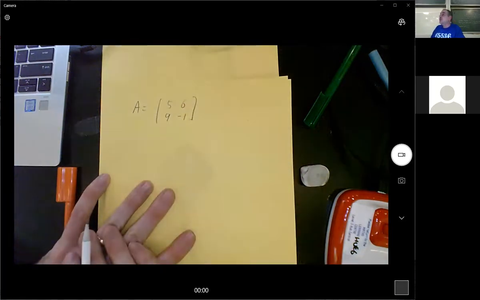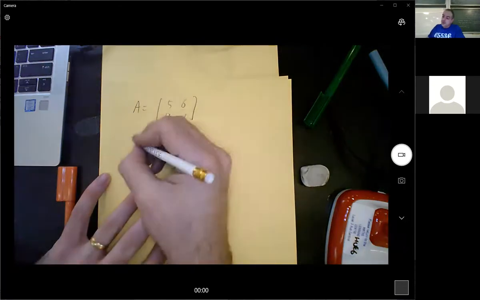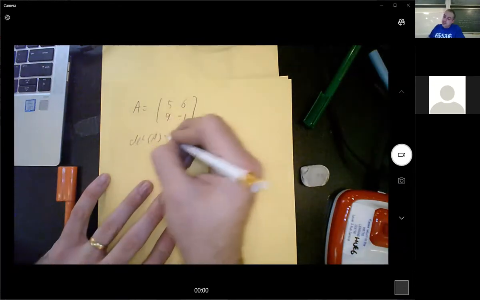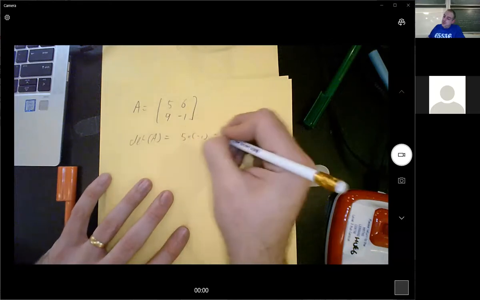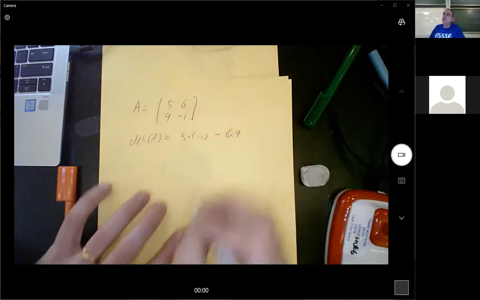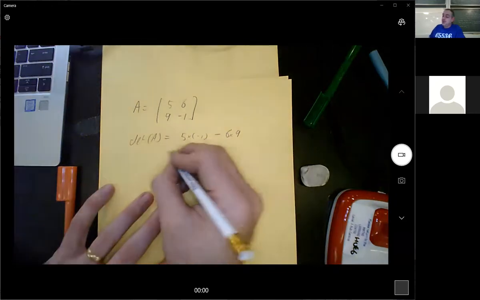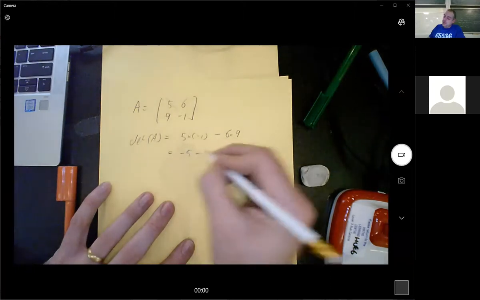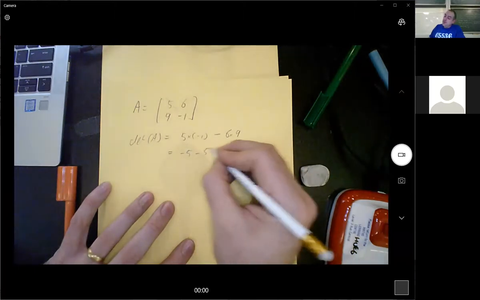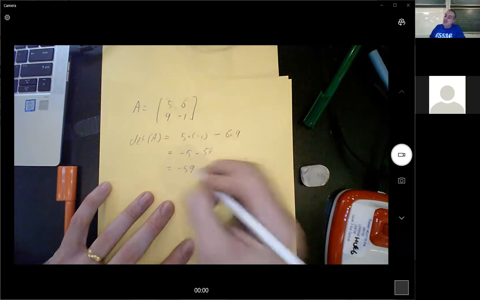This matrix here, the determinant of A is 5 times minus 1 minus 6 times 9, because that's how you do it. This one minus this one. And so I've got minus 5 minus 54. So I get minus 59, which is a horrible number.